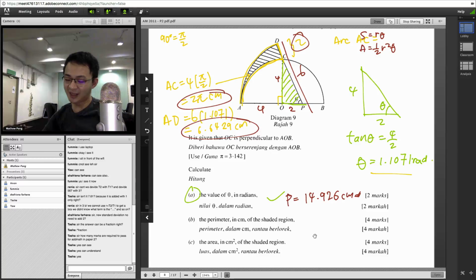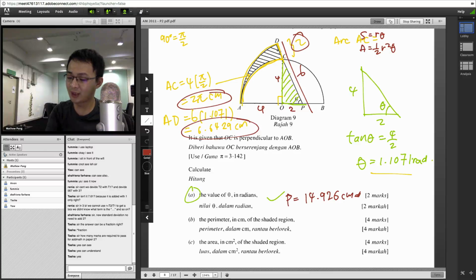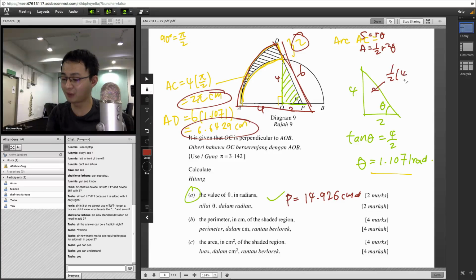Part C asks you to find the area of the shaded region. It's not really very easy, but it's not too hard because I sketched out the whole thing. To find the shaded region, I will find the big sector, and use the big sector minus the triangle. This triangle is half times 4 times 2, so the area of the triangle is 4 centimeters squared.